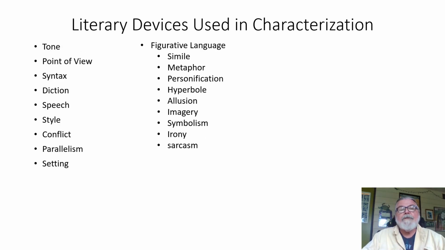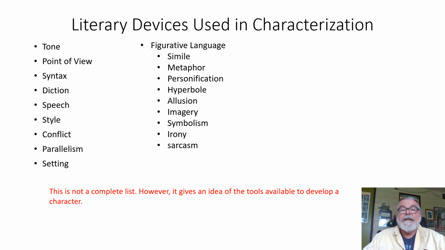So let's look at some examples of these different techniques and how we can incorporate them into our writing. First, let's look at the different literary devices used in characterization as a review. We've gone over a lot of these before. Tone, point of view, syntax, diction, speech, style, conflict, parallelism, setting, and our figurative language: simile, metaphor, personification, hyperbole, allusion, imagery, symbolism, irony, and sarcasm. As we go through these exercises on characterization, we're going to use some of them. This is not a complete list, but it's going to give you ideas and tools that you can develop. And remember, open book, open note. Good notes, good essay. Bad notes, good luck.